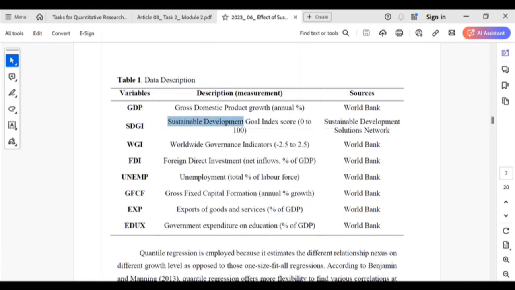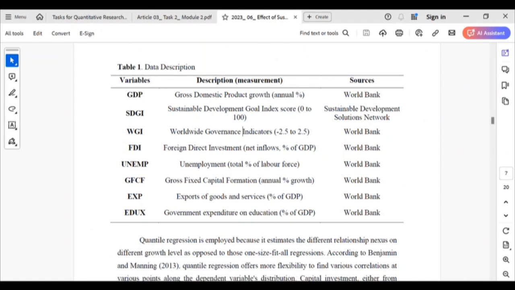Sustainable Development Goal Index is the proxy or the measurement for sustainable development. Okay? Then this Worldwide Governance Indicator is a proxy to measure institutional quality. So these are the measurement and the description. You can get it from the source, World Bank. Usually the World Bank has a lot of data you can get from there, and it's free. So that is the data description.